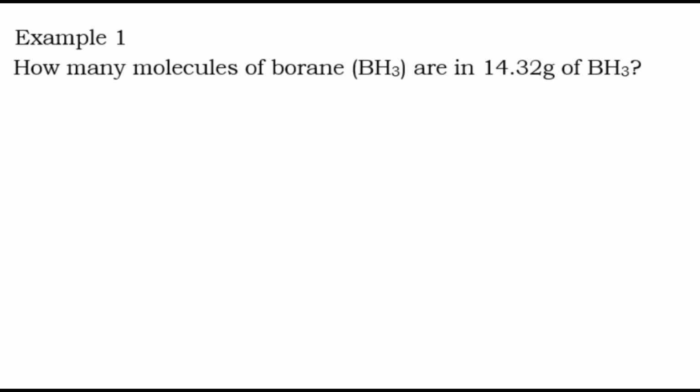Example number one reads, how many molecules of boron are in 14.32 grams of BH3. Okay, what do we do? Remember, we discussed to say number of particles over the Avogadro's number gives us the number of moles, of which we have said the number of moles is the bridge. So once we determine the number of moles, we're going to use it to determine the mass of an element or a compound. So how are we moving here?